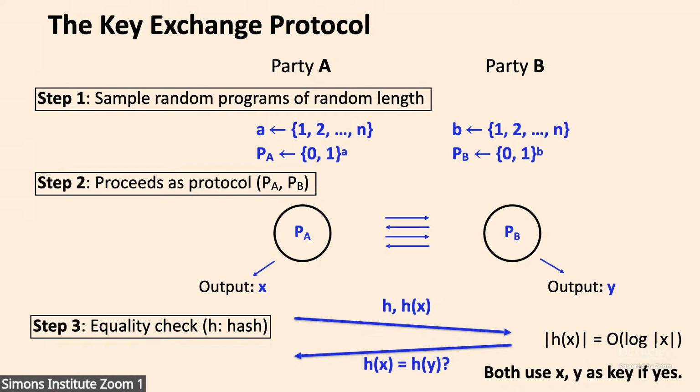I pick a random program, random length. You pick a random program, random length. Then we talk for a while. At some point, we generate some output. Now, we don't know if we're going to have the same output at all. Probably not. So then we do an equality check protocol. I send a hash of my output, and you send a hash of your output. We check if we got the same thing. If we got the same thing, great, we're done. If we didn't, go back. That turns out to work.